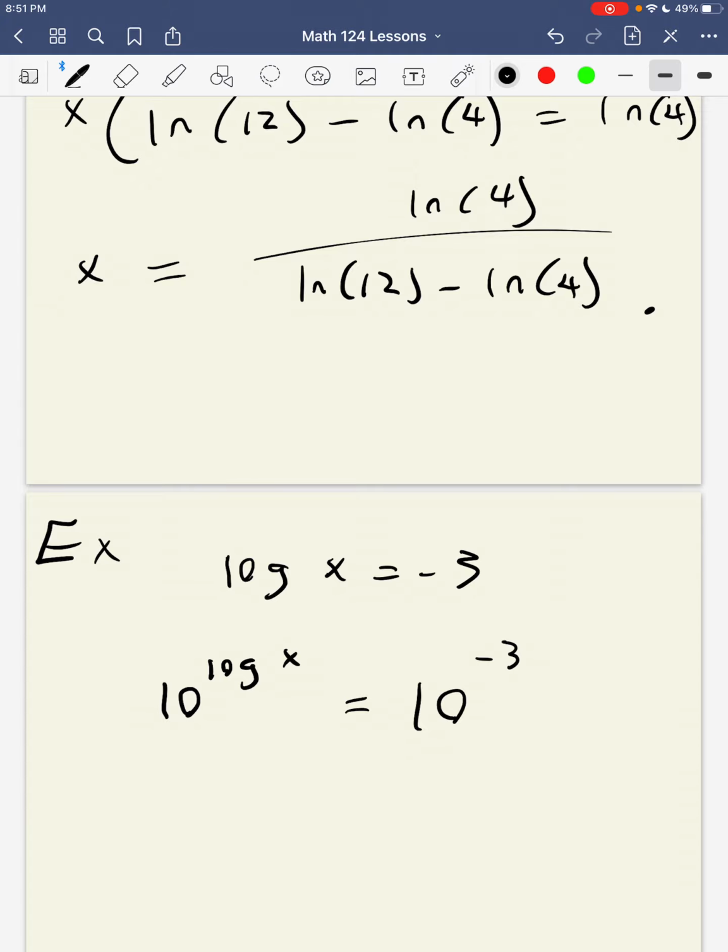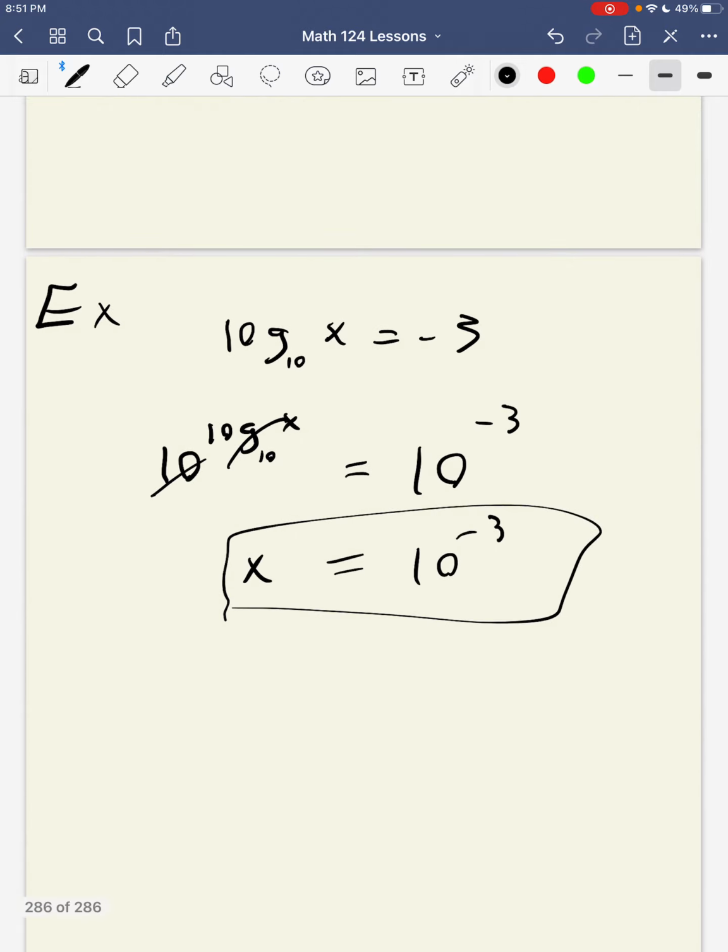And since a logarithm, when we don't write a base, is really base 10, now these guys are going to cancel out, and we get x is 10 to the -3. Which, you may need to put that as the decimal.